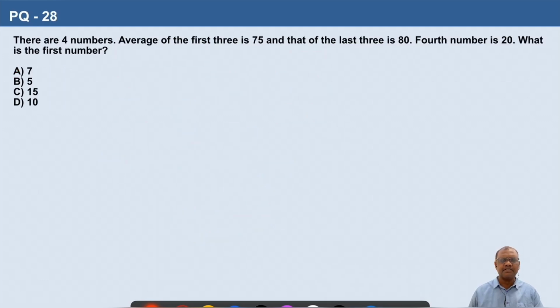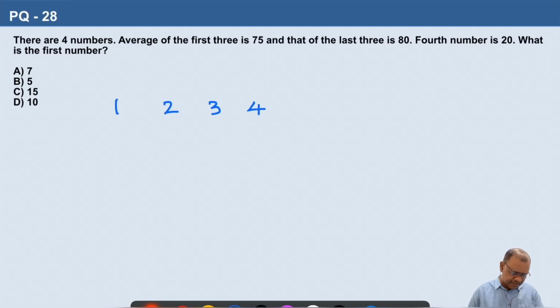Question number 28. There are four numbers. The average of the first three is 75 and that of the last three is 80. The fourth number is 20. What is the first number? So there are four numbers. Let us assume 1, 2, 3 and 4.